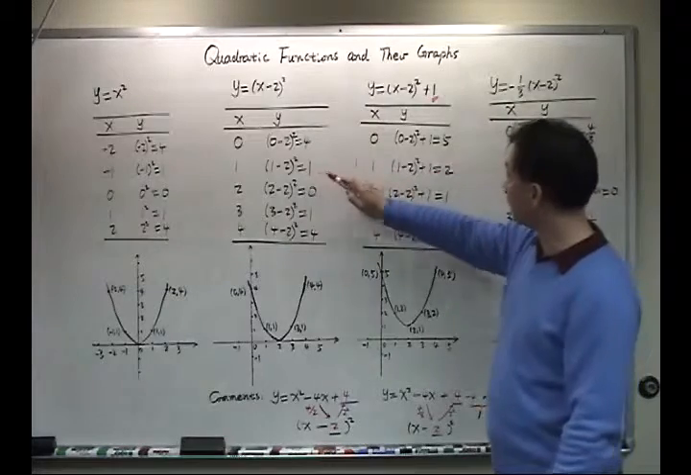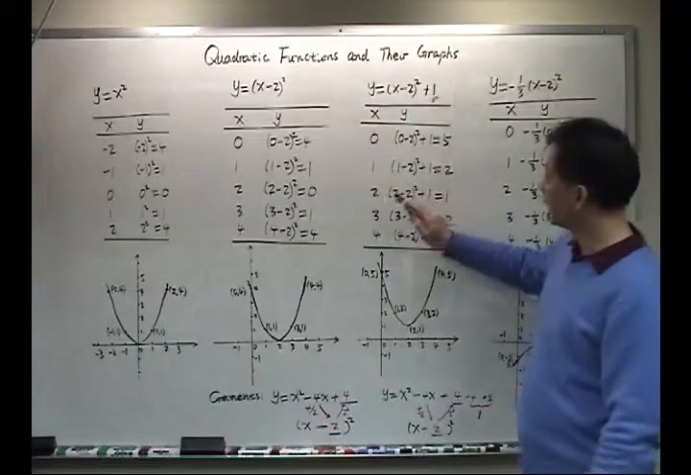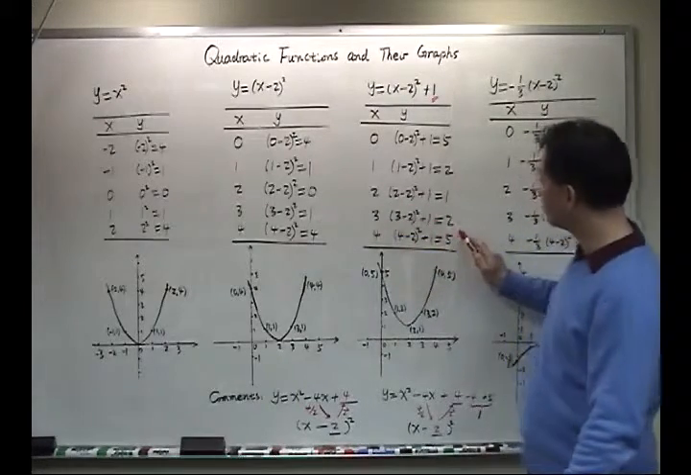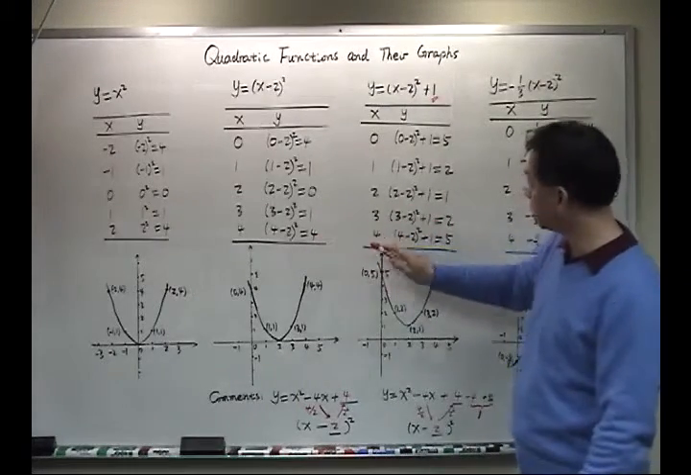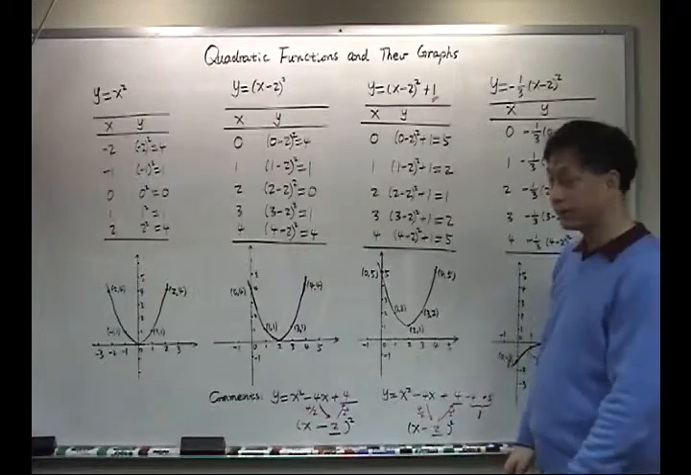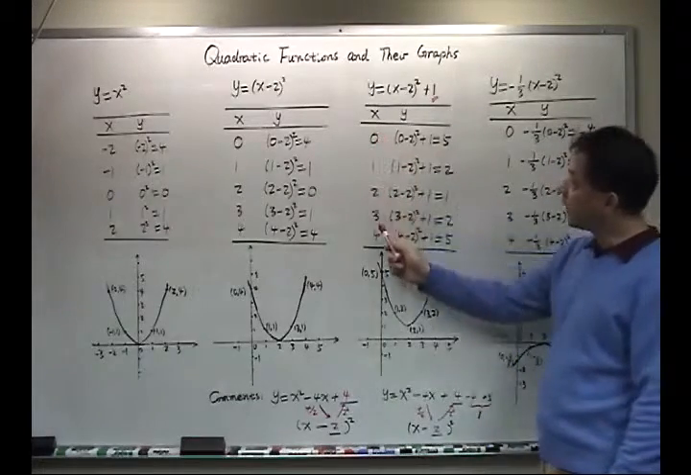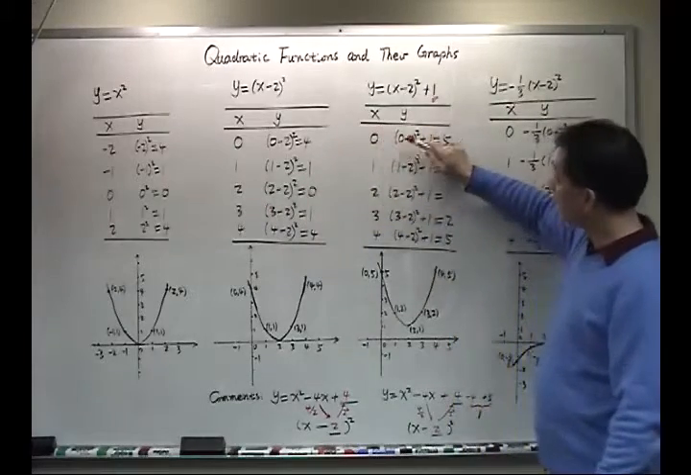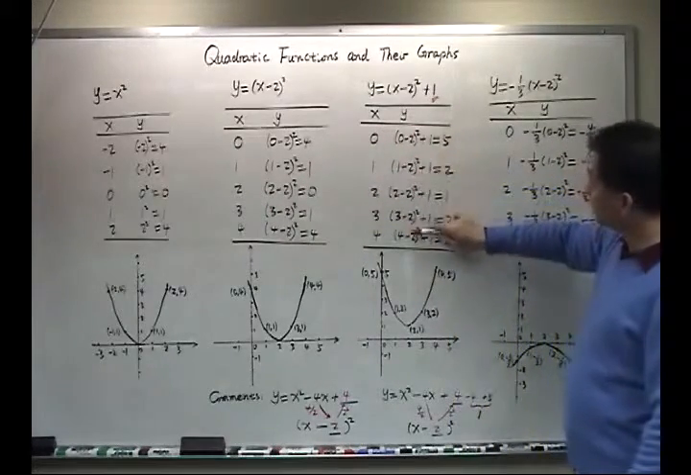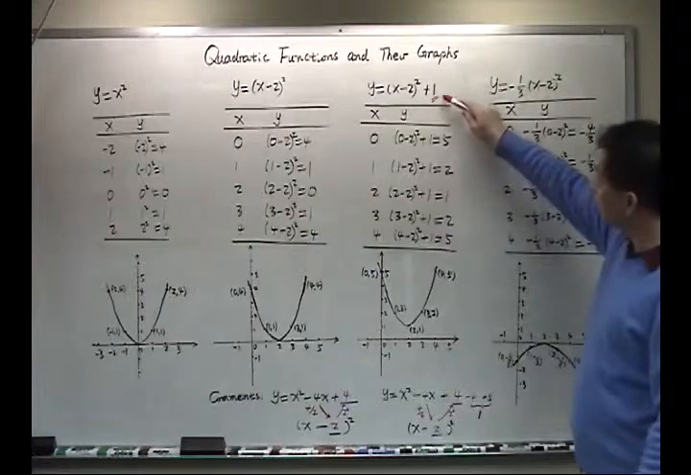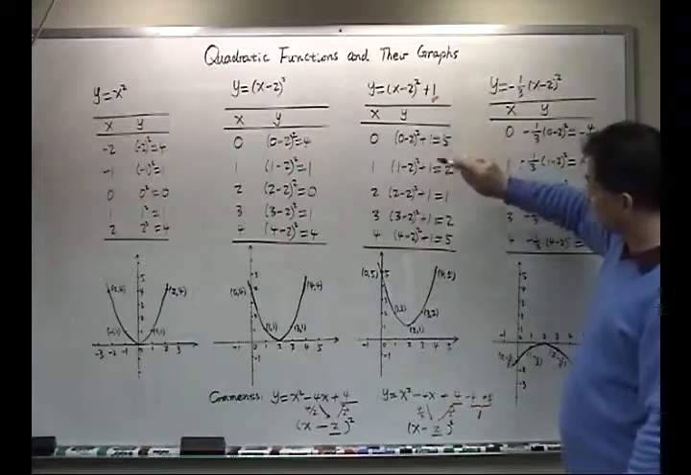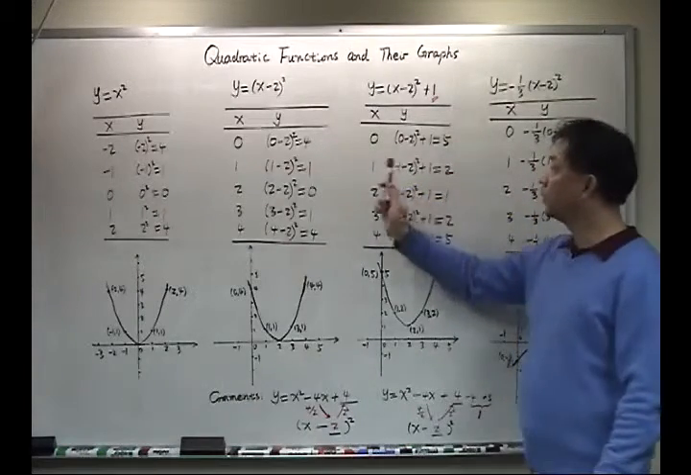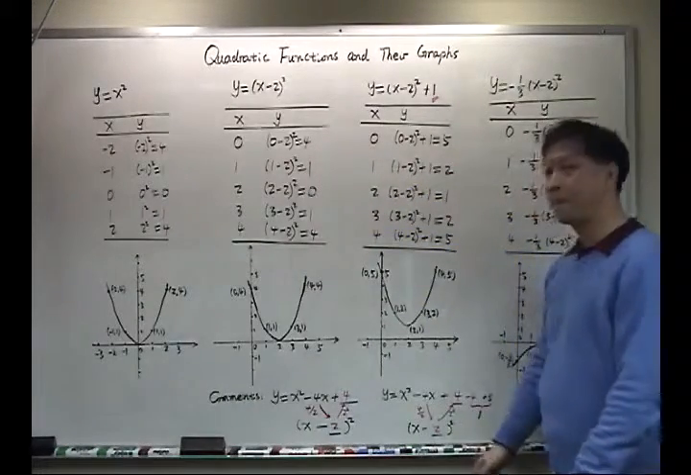1 add on 2, you have a 3... 1 add on 1, you have a 2. 1 add on 0, you have a 1. 1 add on 1, you have a 2. 1 add on 4, you have a 5. So for the same x value, the y value is different, which is 1 unit up. You see 5 is 1 greater than 4, 2 is 1 greater than 1.